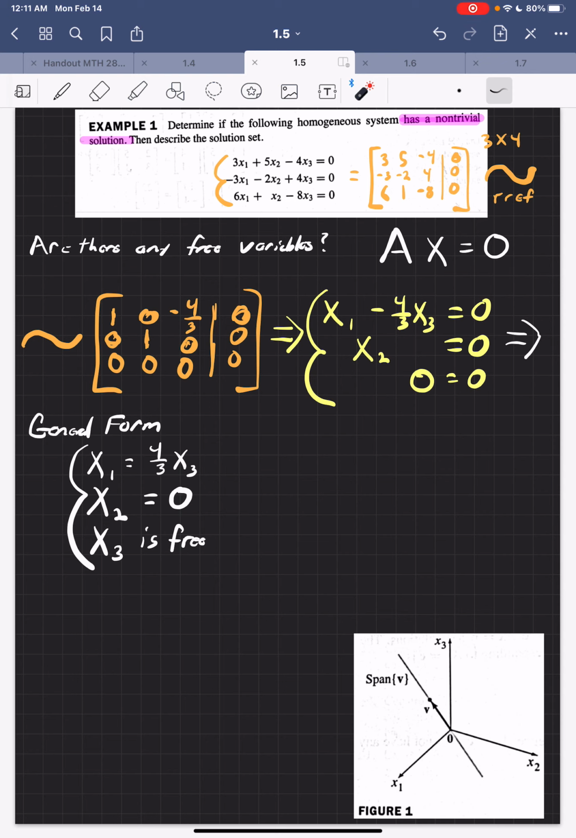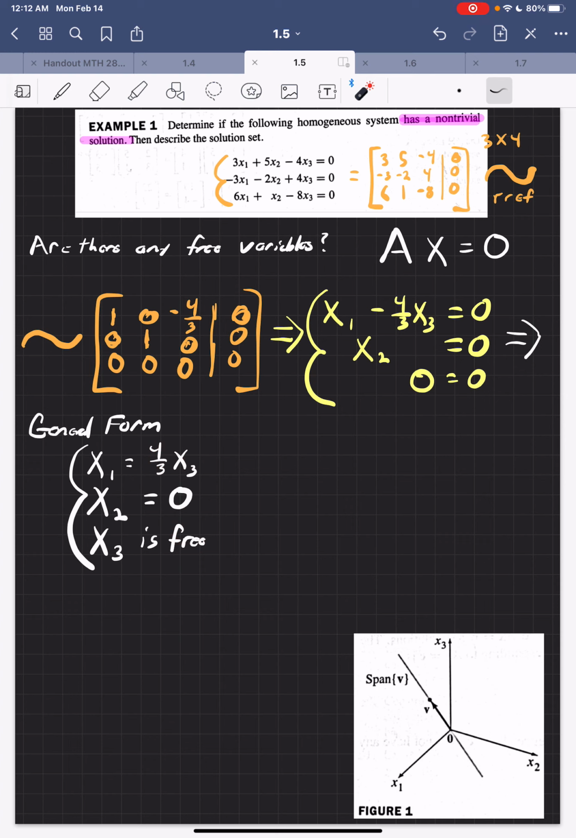Now, I'll say a couple quick things. Just thinking back through the years of teaching this class, remember a trivial solution is all zeros. So just because 0 shows up here for x sub 2, that doesn't mean it's trivial, right? Trivial would mean that all three variables are equal to 0.